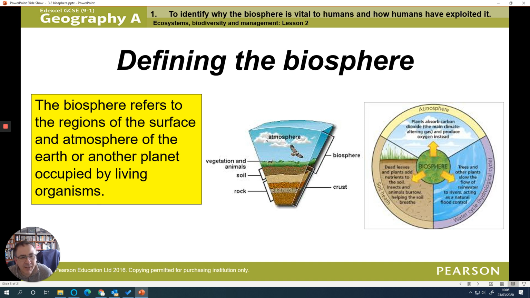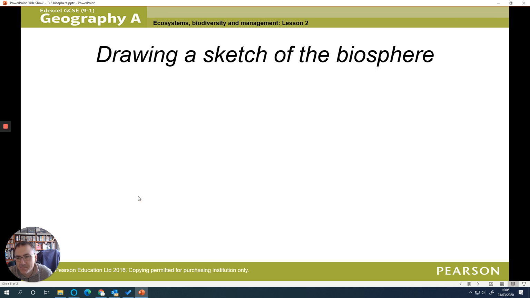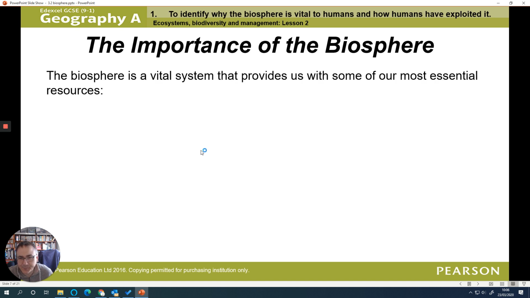So we're looking at the biosphere today. You can see, as it says in our definition here, the biosphere refers to the regions of the surface and the atmosphere of the Earth or another planet occupied by living organisms. And of course, you could do a sketch of that to illustrate it.